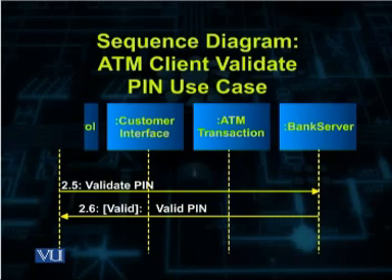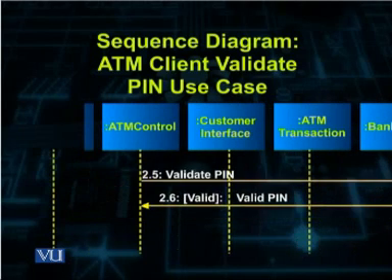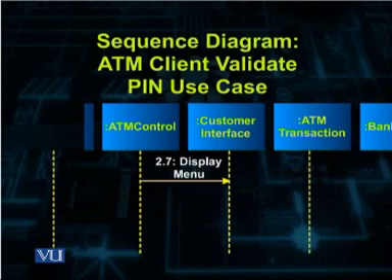Now we move on to the third part of the same diagram, I would say, which captures the sequence of events from further on. Once the ATM control receives a message from the bank server that the PIN is valid, the ATM control sends a message to the customer interface so that the customer interface object can display a message to the customer that the PIN has been validated. And also another message will be sent by the customer interface object, but we'll talk about that in a little while. Let's just finish off this ATM control object.